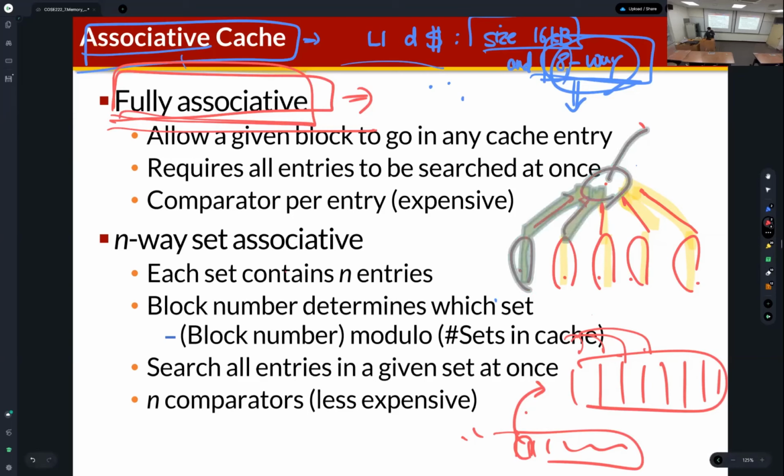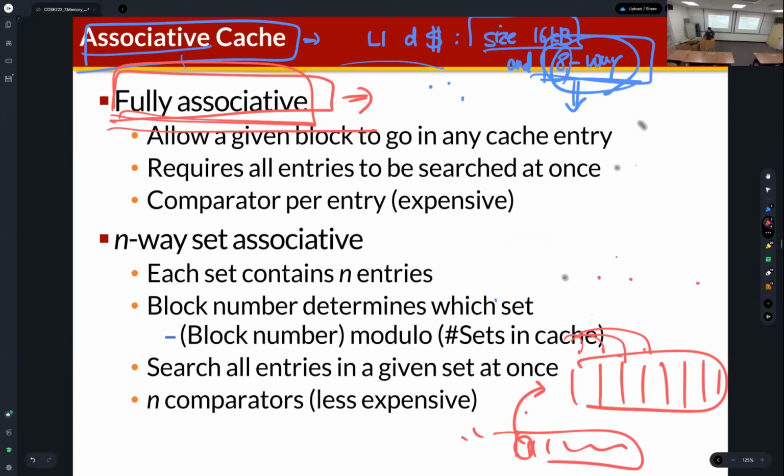But what is the disadvantage? I said we don't need to waste cache space by mapping policies, but it's expensive. Expensive means that it requires more hardware resources. The cost is high. So performance can be higher than the other caches, but it's expensive.